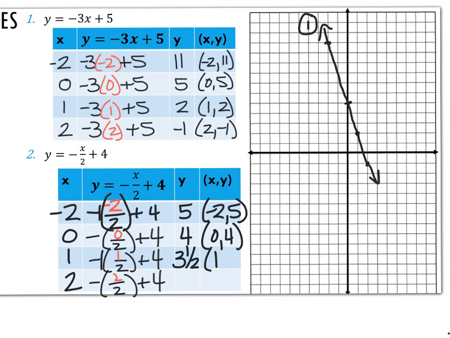And of course you can use 3.5, that's okay. And then my last one, I have 2 divided by 2 is 1, times a negative 1 is negative 1, plus 4 gives us 3. And hopefully we can glance at those last couple things and notice that it is decreasing by a half. So I have 2, 3. I'm going to plot those points.